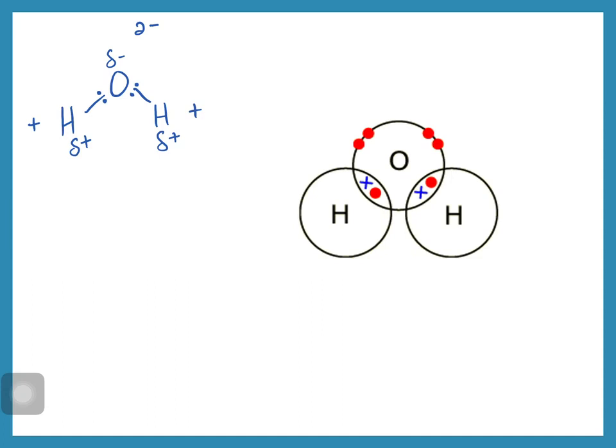So we don't have a full gaining or losing here, so we don't have actual ions created, but because the electrons are pulled closer to one of the atoms, we are assigning arbitrarily negative and positive charges based on whether electrons are closer to an atom or further away from an atom. And so we saw when we talked about polar molecules that does create a negative and positive sort of area of a molecule.